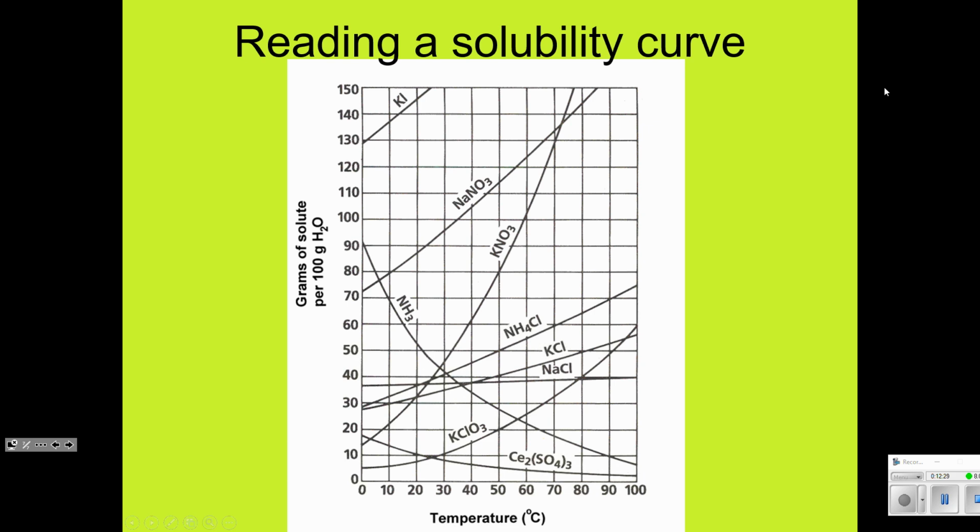So if I gave you an amount that was below the line, it would be an unsaturated solution. Because if I'm underneath the maximum amount, I can still dissolve more. If for some reason I was able to dissolve more than I should be able to, I would be above the line. That would be supersaturated.